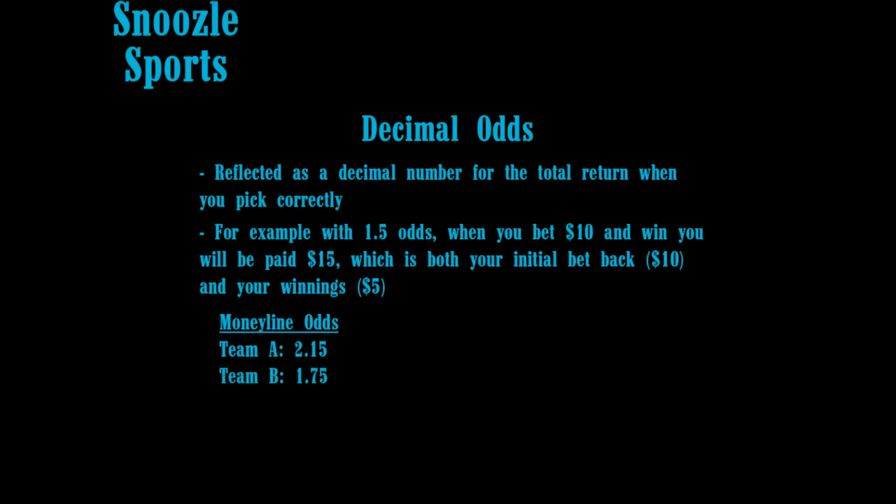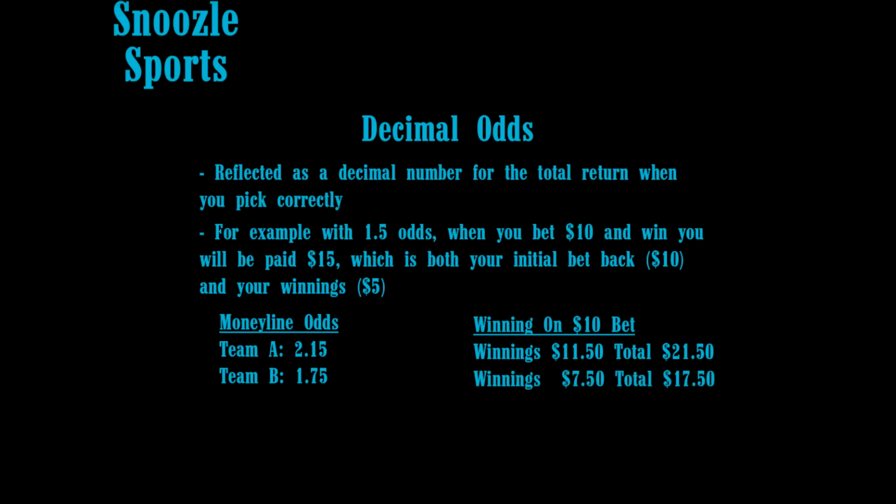say I'm looking for the outcome of a game, and the odds are 2.15 and 1.75. The total return on a $10 bet would just multiply the values, so you have the total value on the right there, which is $21.50, and your winnings on a $10 bet would be $11.50. So you can calculate what your winnings are by subtracting 1 from the decimal odds. And then again for Team B, the winnings would be $7.50, or $17.50 as the total return in this particular case. But decimal odds are really easy to do.